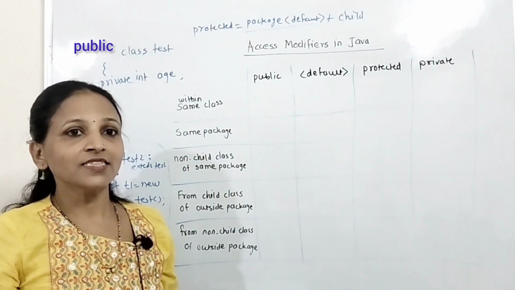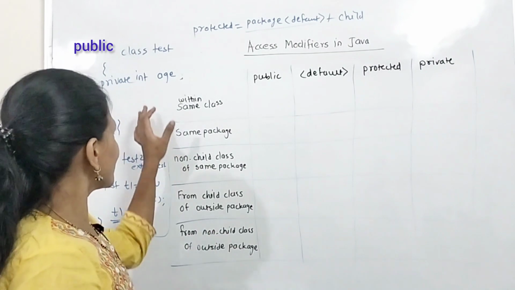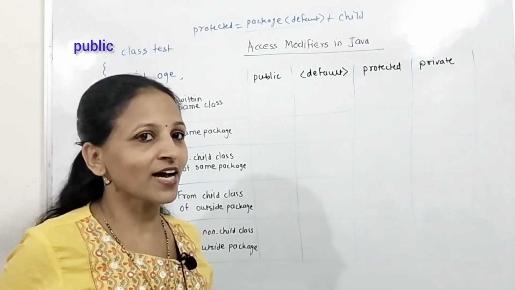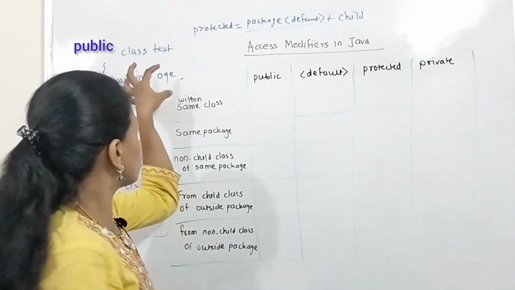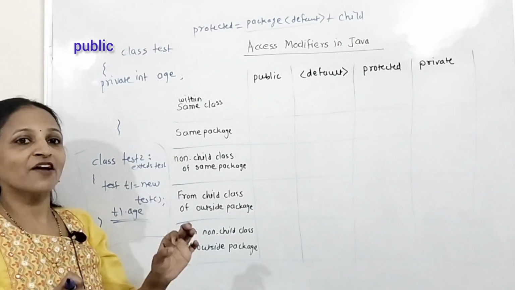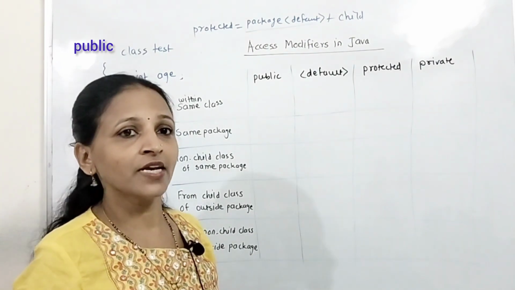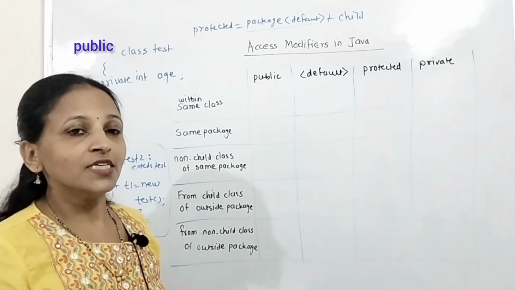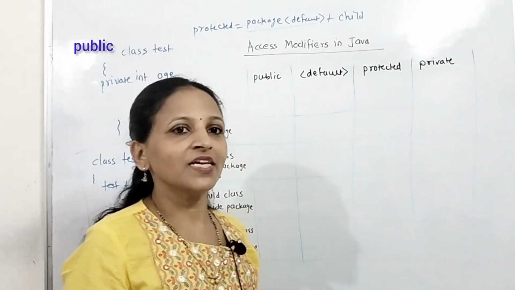Other than that class, never. Means you cannot access this outside that class. Even in the same package, you cannot access that member of a class. It is only accessible inside that class. Getting? Means private is having too much restriction. It is only accessible inside the same class only. These are 4 access modifiers available in Java.